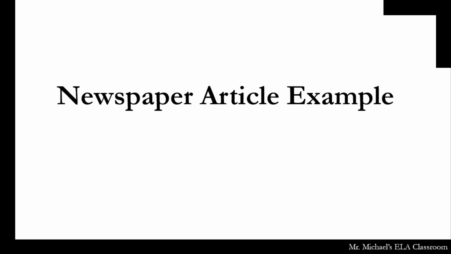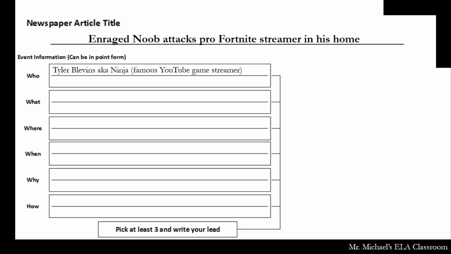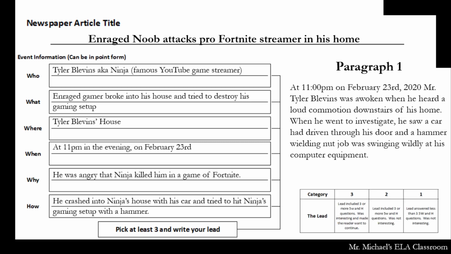Now let's look at an example. Here's the example from yesterday, our outline. So now what I'm going to do is I'm going to actually look at paragraph 1. So here's paragraph 1. The first sentence is the lead. So I have the rubric category, the lead, below. So at 11 p.m. on February 23rd, that is when? Mr. Tyler Blevins, that's who, was awoken when he heard a loud commotion downstairs of his home. That is where. So I have answered 3 or more 5 W's and H questions. It was interesting because it kind of made the reader want to know what this loud commotion was.